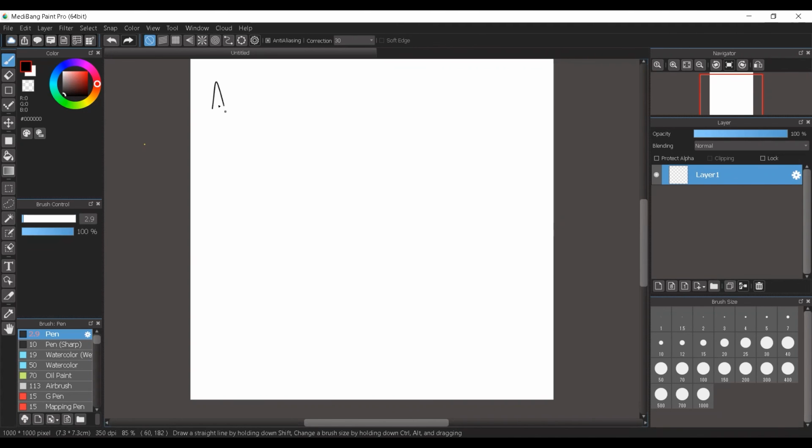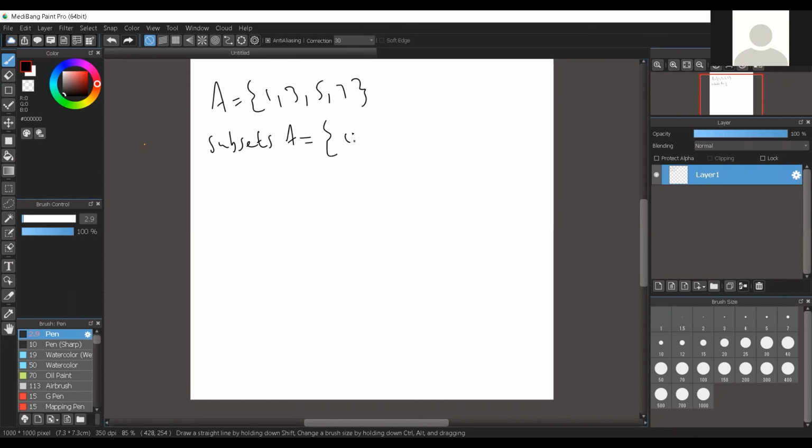Now here we have set A. It's 1, 3, 5, 7. Now we need to write all the subsets of A. What's going to be the first subset? Who can say? Null set. Yes, it will be a null set. Then it's going to be 1, 3, 5, 7. We're writing only the subsets.